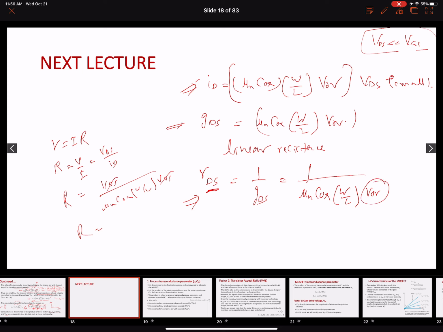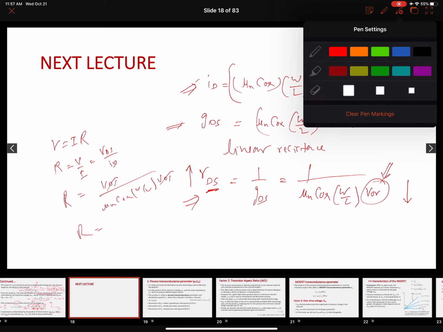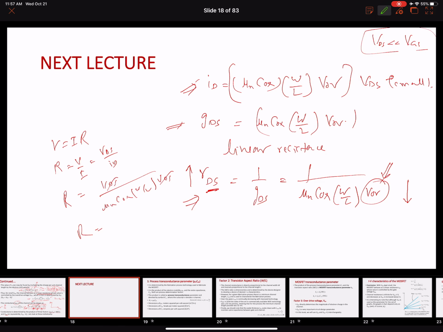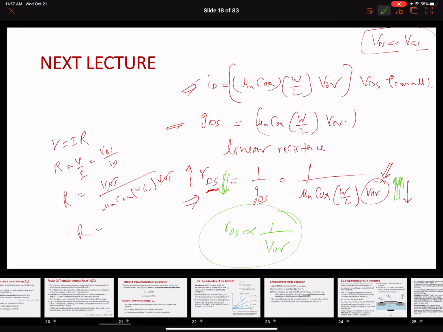Now, the most important thing over here that you will realize is that as we decrease the overdrive voltage, the resistance will increase. Now, if I increase the overdrive voltage, the resistance will decrease. Okay, right? So our resistance is inversely related to the overdrive voltage, or the effective voltage that is appearing across the channel.